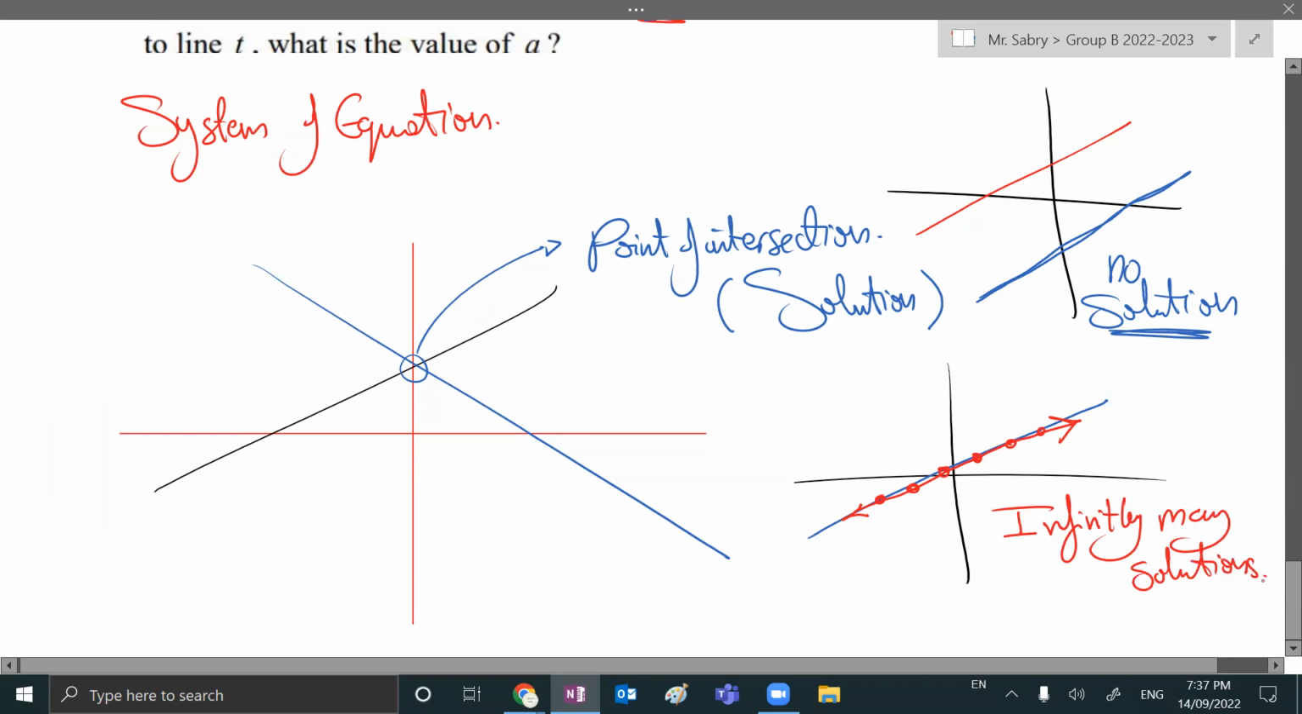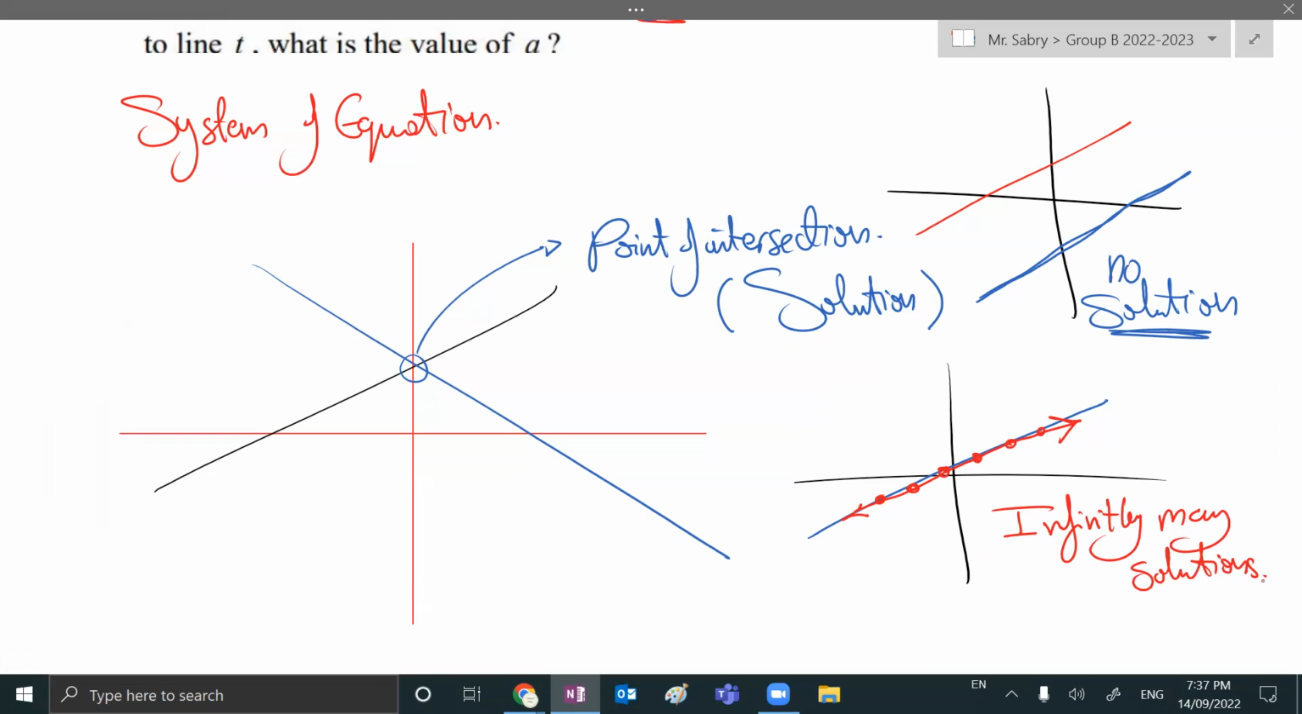So there are three cases. If the lines intersect, I'll have one solution, which is the point of intersection. If the lines do not intersect at all, that means they're parallel, which means they have no solution. But if both lines are exactly the same, written or graphed over each other, that means they have infinitely many solutions because each single point on any of those two lines is a solution. It works for both.